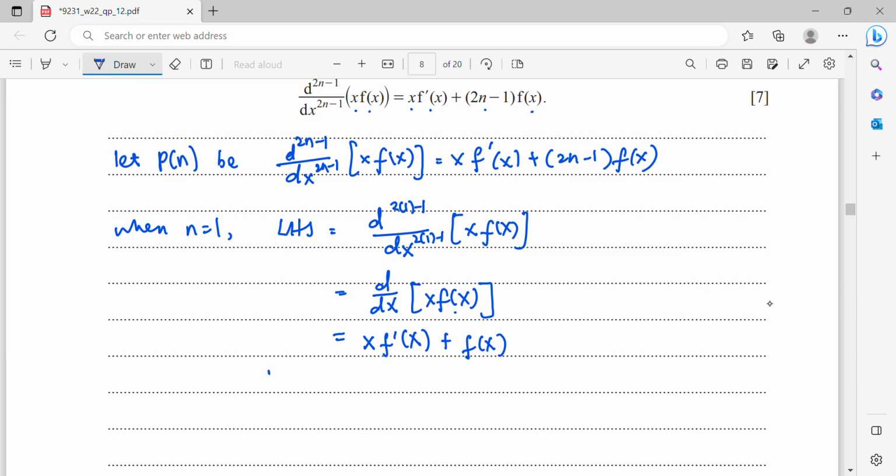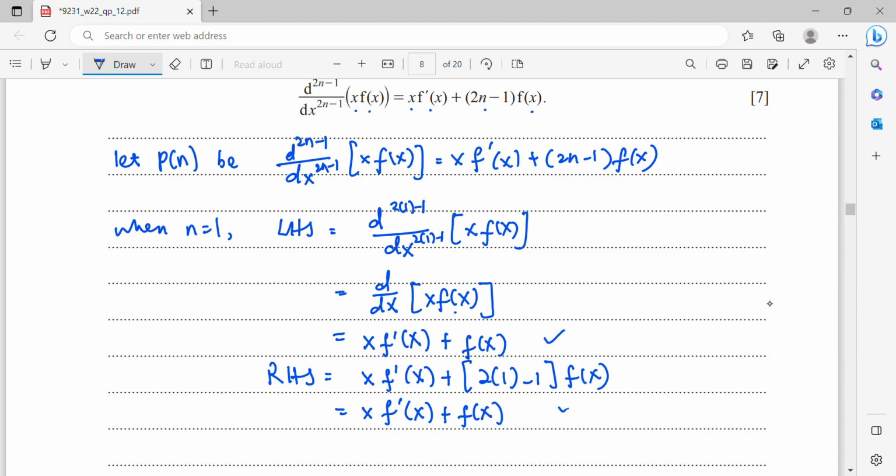Now, for the right-hand side, when n is 1, I will replace: x f'(x) plus (2 times 1 minus 1) times f(x). So I will be getting x f'(x) plus 2 times 1 is 2, 2 minus 1 is 1, so 1 times f(x) is f(x). So obviously, these two are the same. Alright? So left-hand side equals right-hand side. Therefore, P(1) is true.